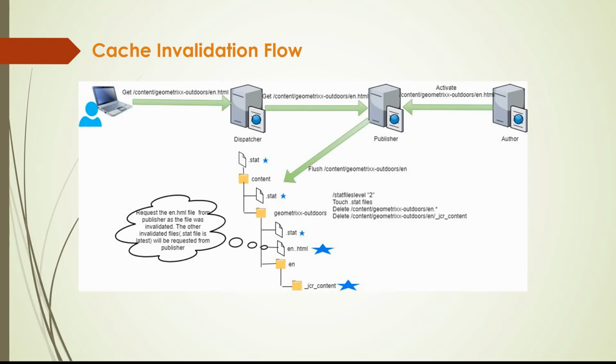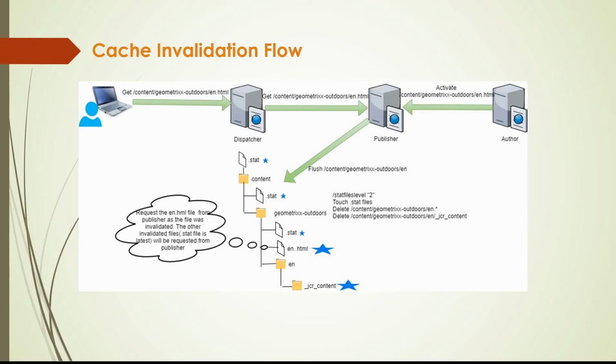Here in author, some of the resources are activated, modified and activated. Here we are taking the example of /content/geometrixx-outdoors/en.html. So the content will be replicated to the publisher. The publisher sends the flush request to the dispatcher. The dispatcher does a set of activities.